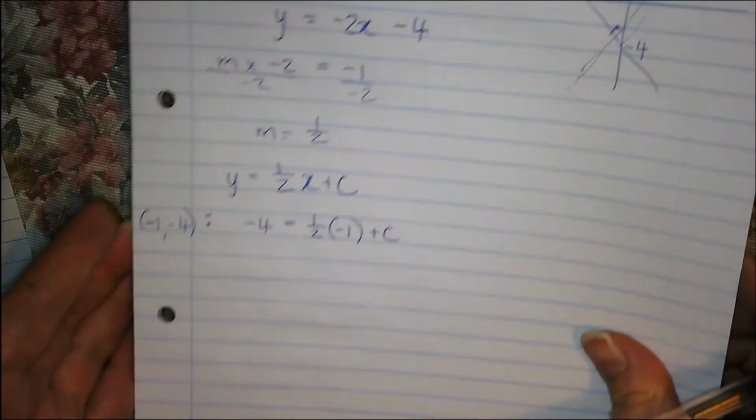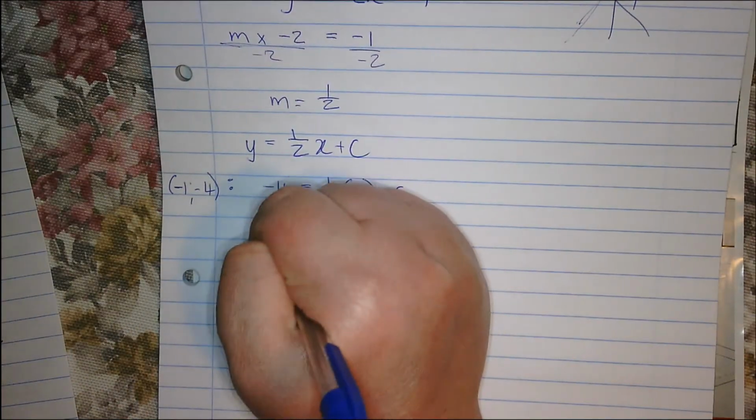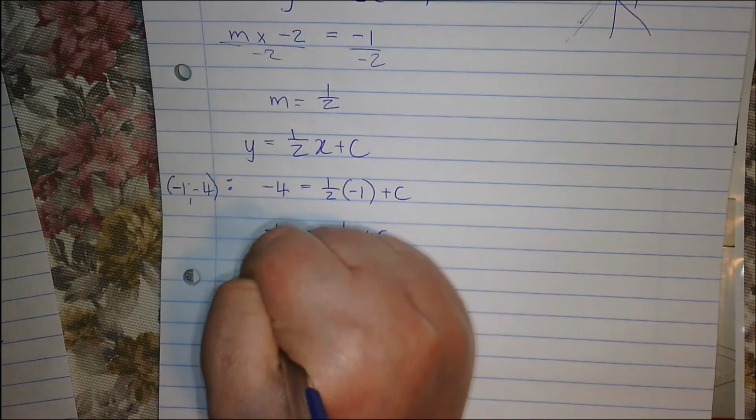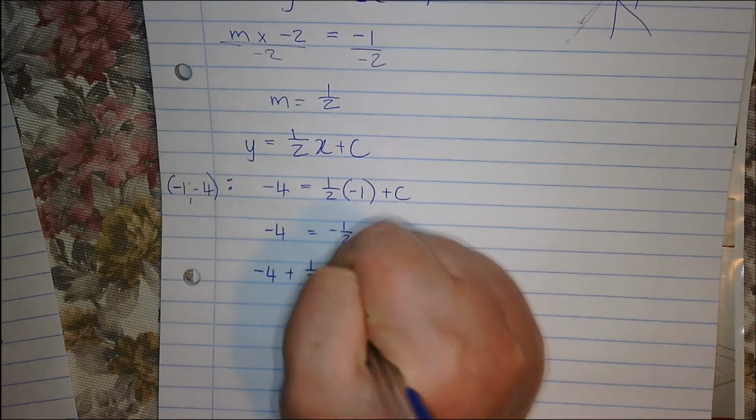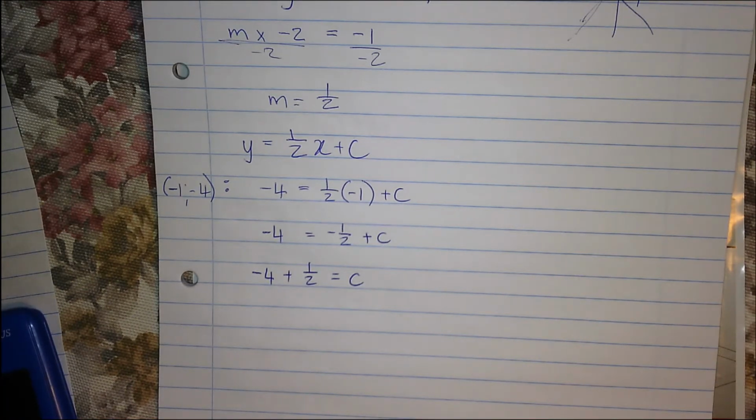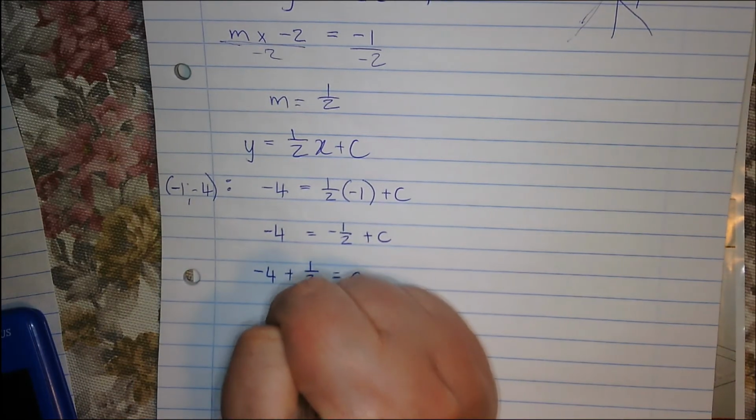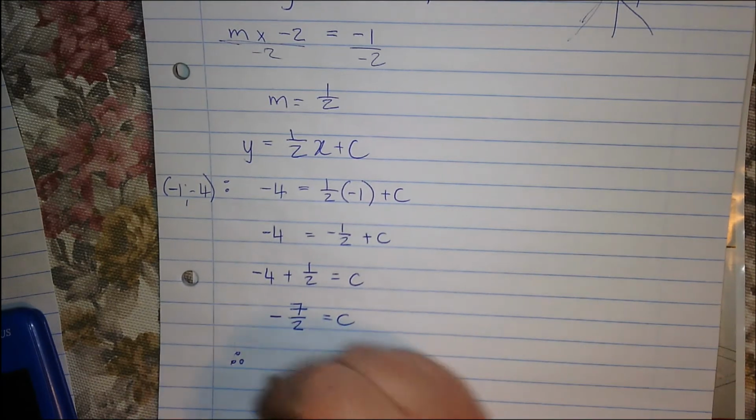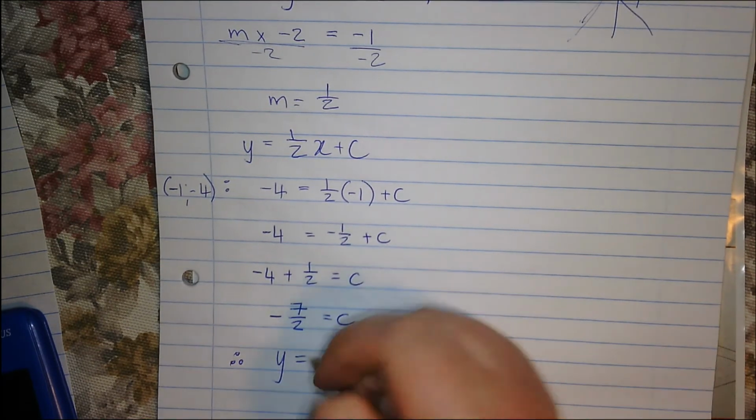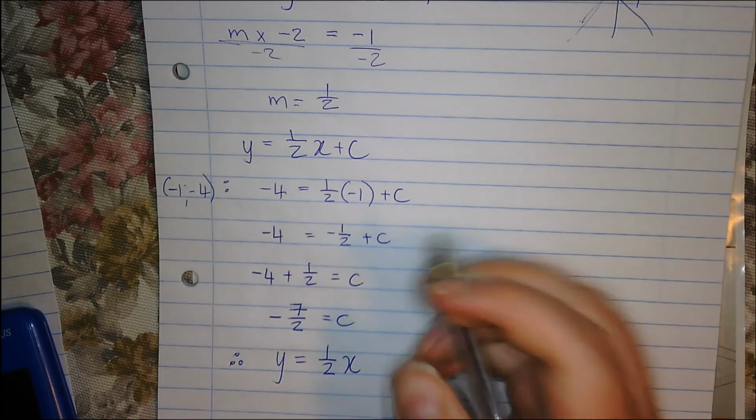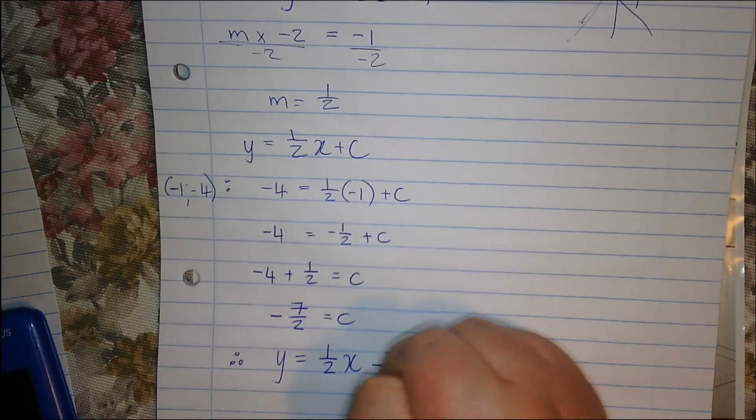Right. So that gives me negative 4 equal to negative a half plus c. Now we have negative 4 plus a half equal to c. Again, we're not testing your fractions, so just use your calculator for that if you're unsure. That's going to give you negative 7 over 2 equal to c. And now write your equation. The m value was a half, so y equals a half x minus 7 over 2. And we're done.